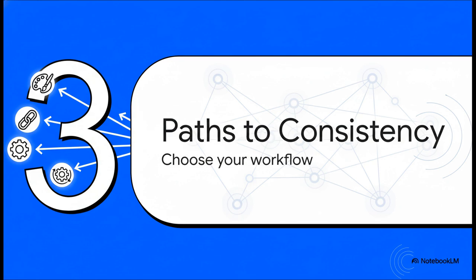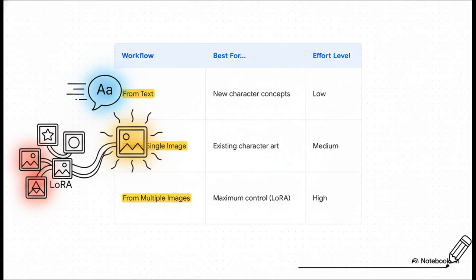And that brings us to the real meat of this explainer. Section 3, the 3 paths to consistency. Because OpenArt gets that not every project is the same, it gives you different ways to tackle this, so you can pick the one that's perfect for what you're trying to do. Check this out. It breaks down perfectly into 3 options.